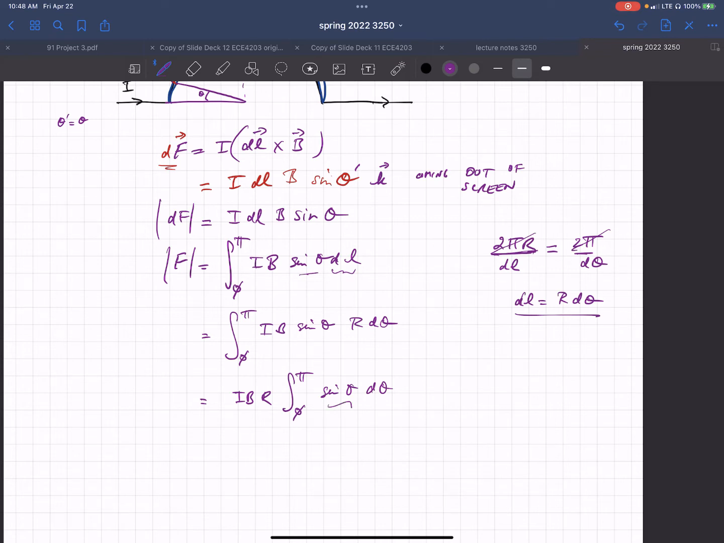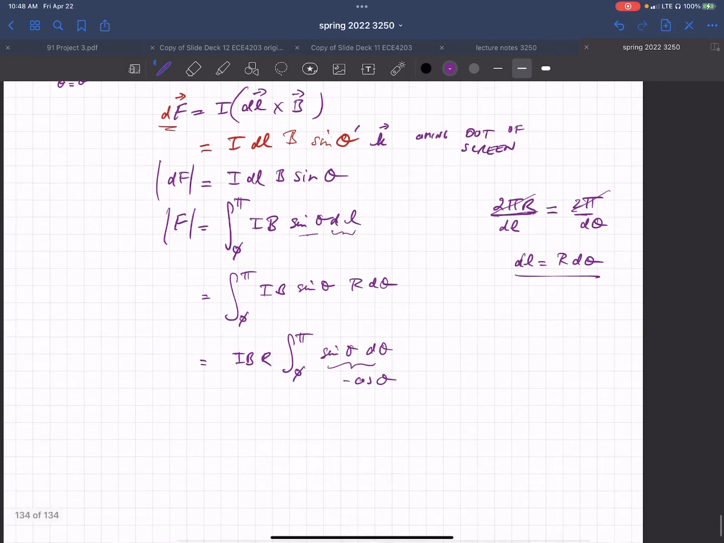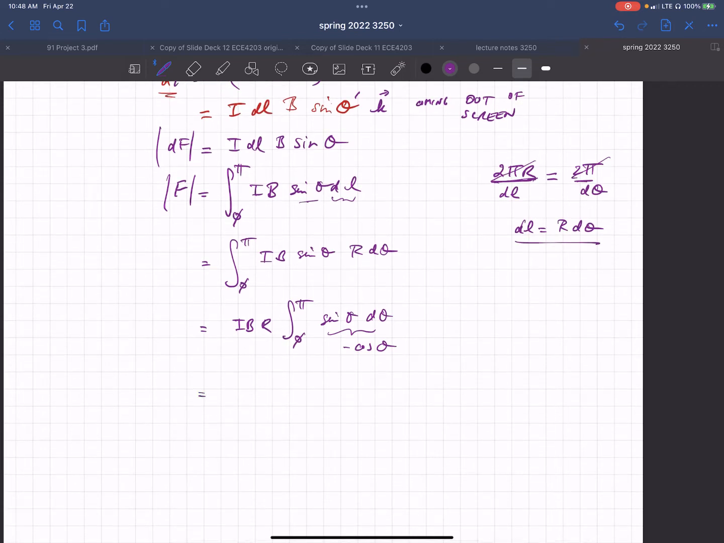And that's just going to be, this integral is going to be minus cos of theta. And so I end up with 2IRB. Okay, so this is the force amplitude, and the actual force vector is going to be this times k, or coming out of screen.